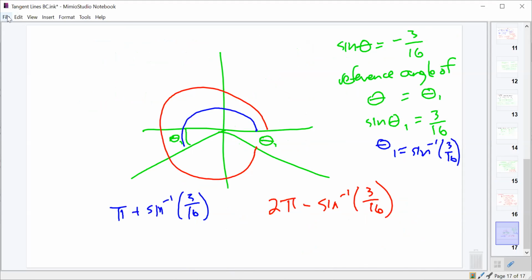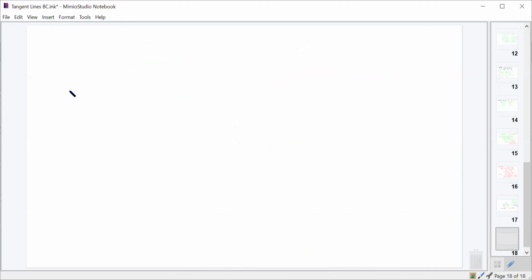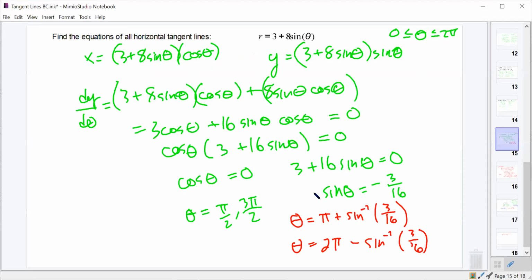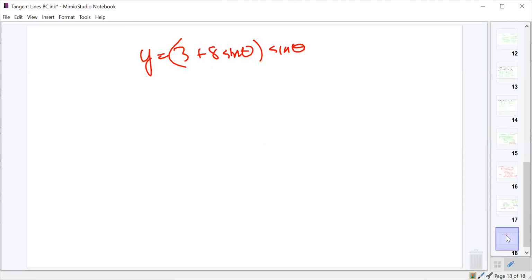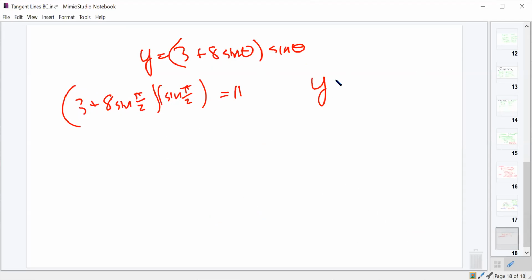So let's get a new page for that. We had y equals, what was it, 3 plus 8 sine theta times sine theta, right? And the first value we're going to plug in is pi over 2. So that's going to give us 3 plus 8 sine pi over 2 times the sine of pi over 2. What's sine of pi over 2? Should be 1. So this is 3 plus 8, which is 11 times 1, so we get 11. So our first value is y equals 11.